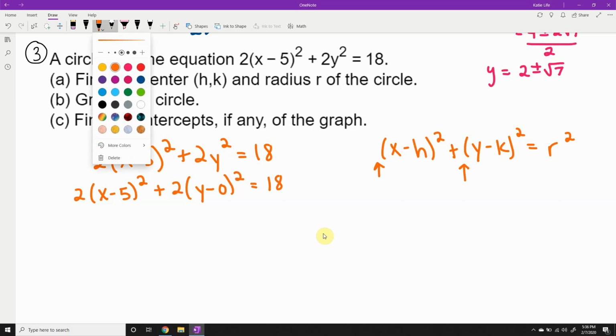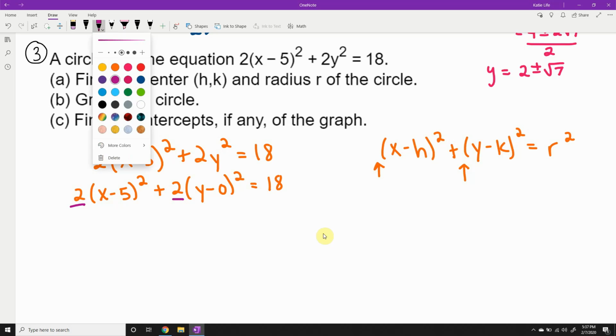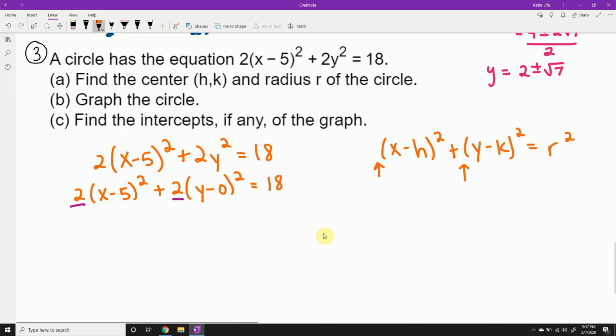So my next thought is to make it look like standard form, I really should try and get rid of these 2's. And the easiest way to do that, since they're both the same coefficient, is just to divide them away. So divide the left-hand side by 2, divide the right-hand side by 2. Now I've got x minus 5 quantity squared plus y minus 0 quantity squared is equal to 9.